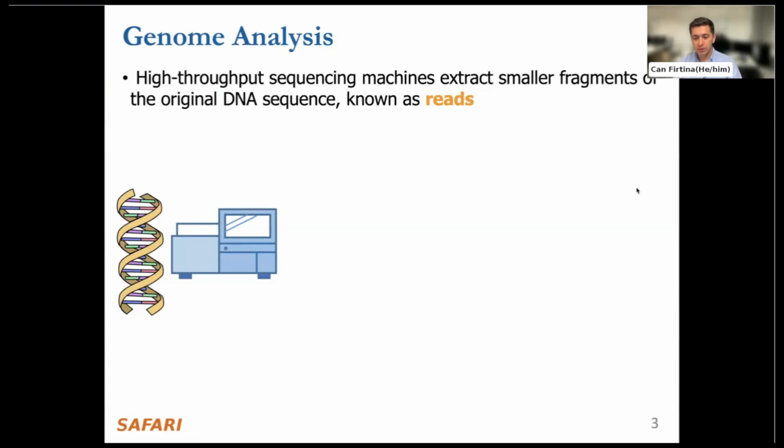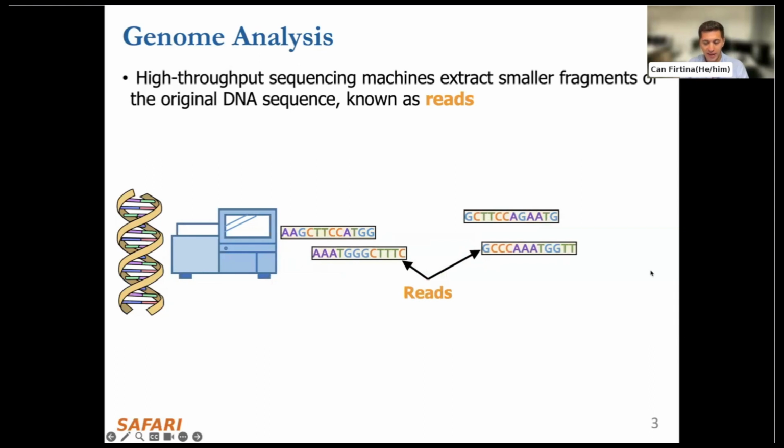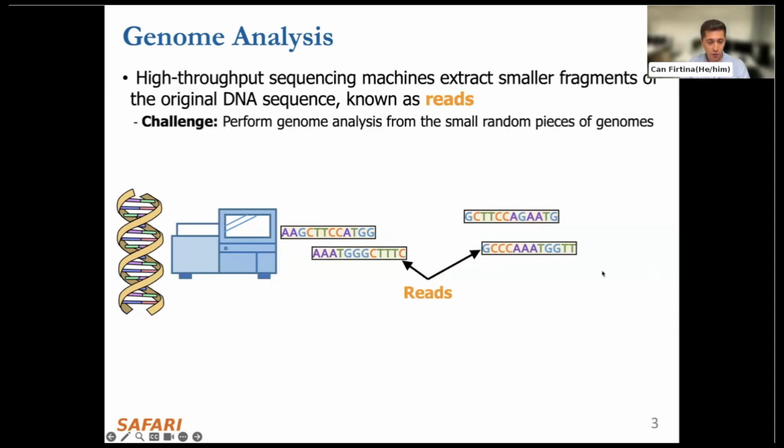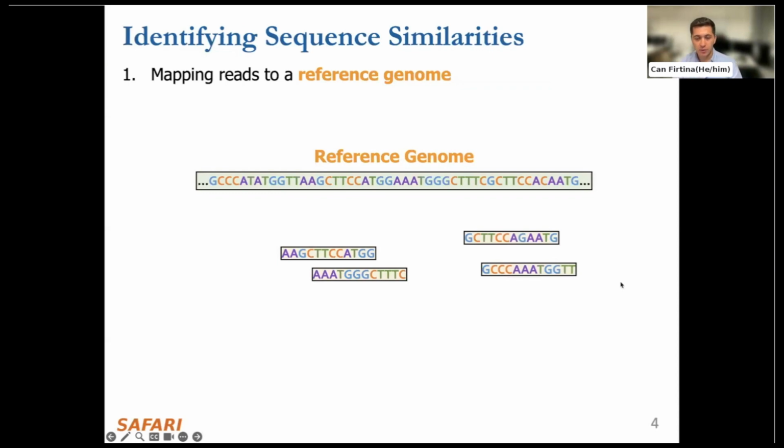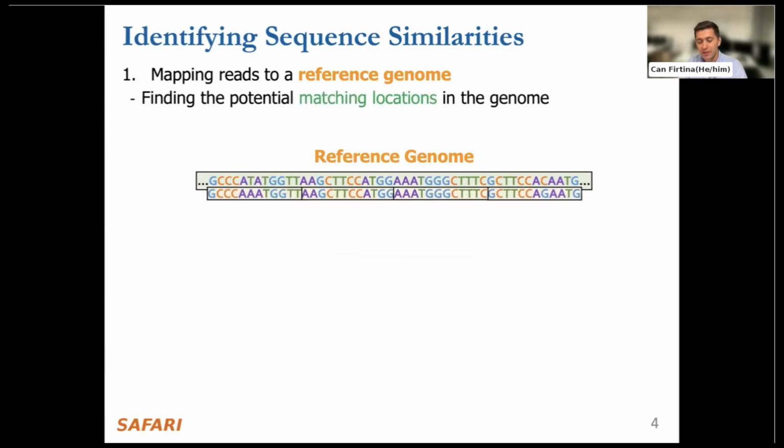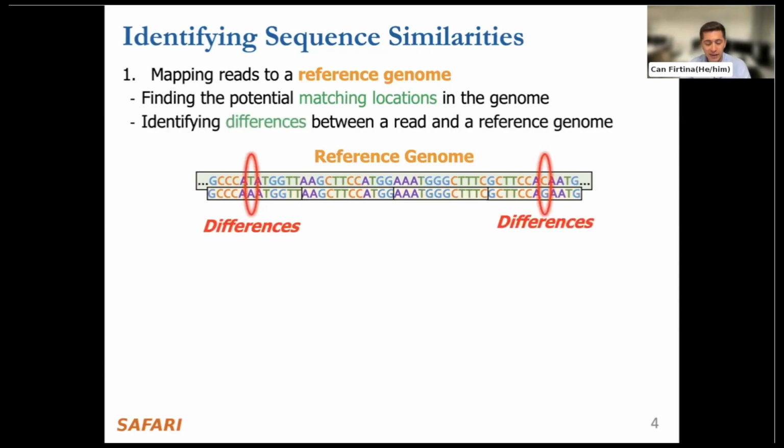So let me quickly give you a brief background again on genome analysis, but I won't spend too much time on it. So high throughput sequencing machines extract smaller fragments of the original DNA sequence that we know as reads. And the challenge is to perform genome analysis from these small random pieces so that we can extract some information from them. And to do so, we commonly use these reads to identify genomic sequence similarities in two ways. First, we can map these reads to a previously constructed representative sequence of a species called the reference genome. Mapping reads to a reference genome helps us identify the potential mapping locations of reads in the genome, as well as identifying the exact differences and similarities between the read and the reference genome.